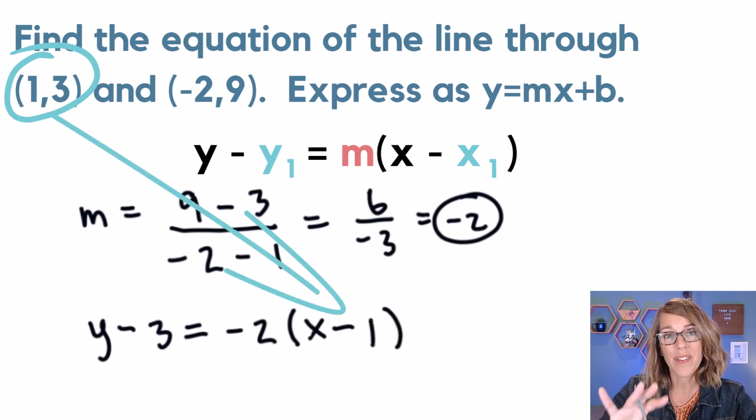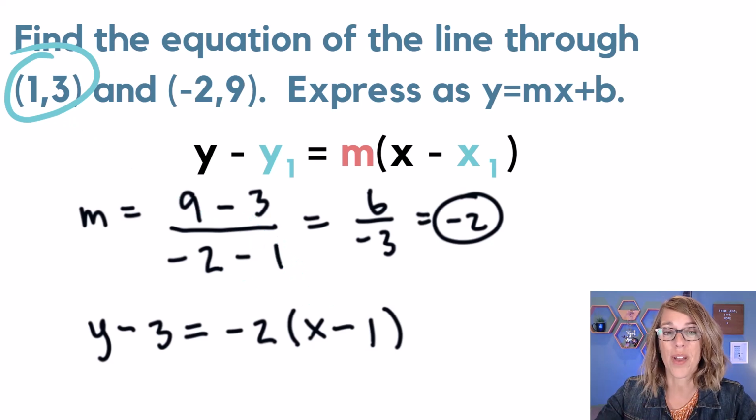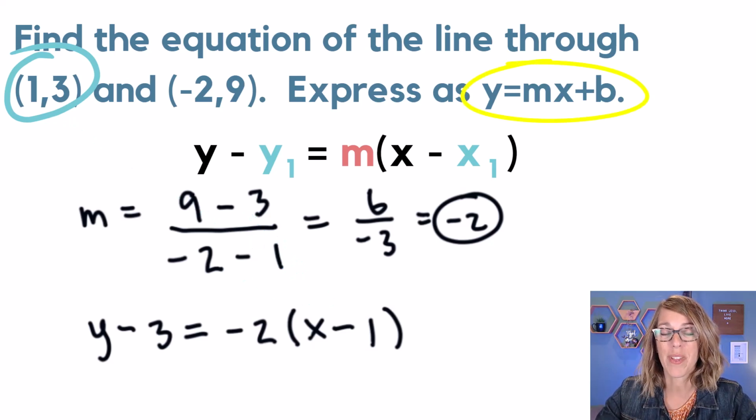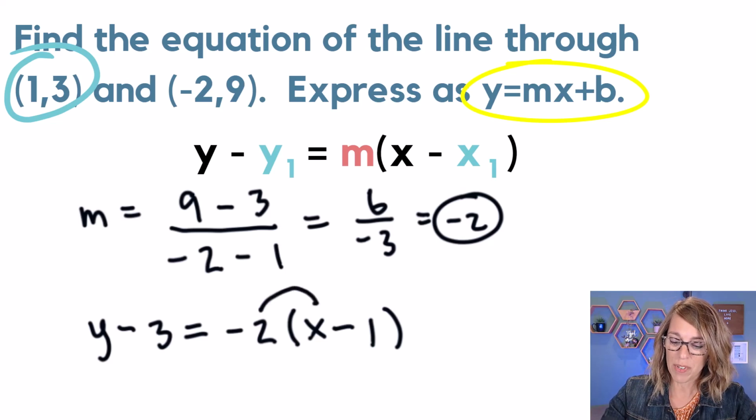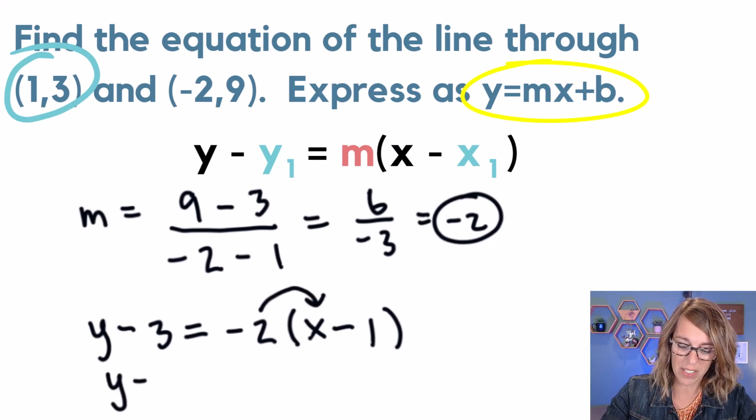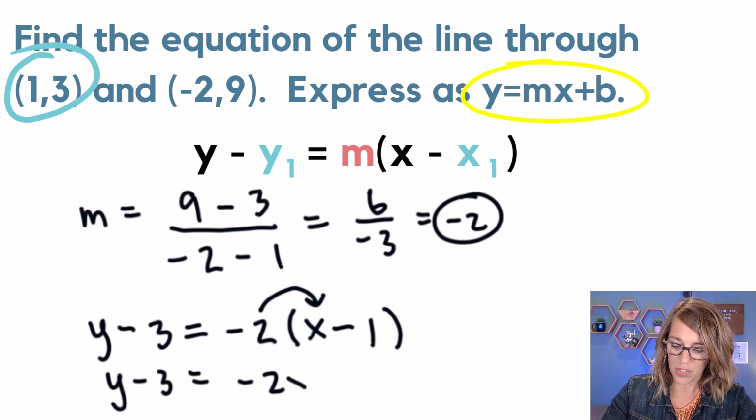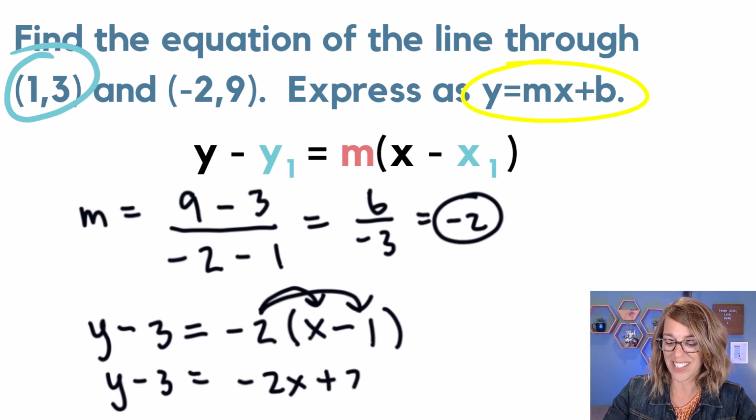Now I've got a form of the equation, but it's not the form we want. We really want slope-intercept form. So I'm going to continue to do the math to get y by itself. I'm going to distribute that negative 2. So I've got y minus 3. On the other side, I've got negative 2 times x, which is negative 2x. And then negative 2 times negative 1 is a positive 2.